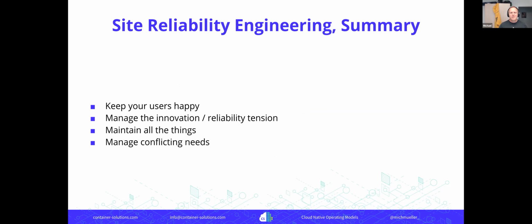What you get: you keep your users happy, you build reliable systems, you manage the innovation reliability tension, features versus stability or technical debt. They maintain all the things, you can maintain all the things. And by this, you manage conflicting needs.